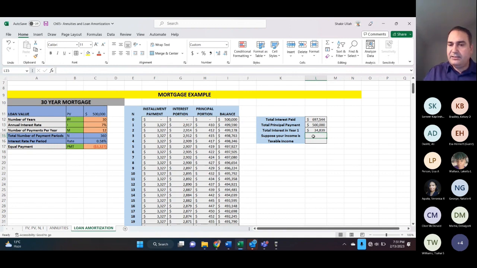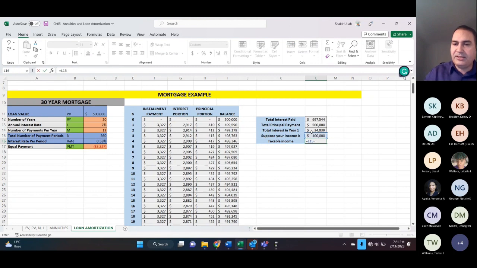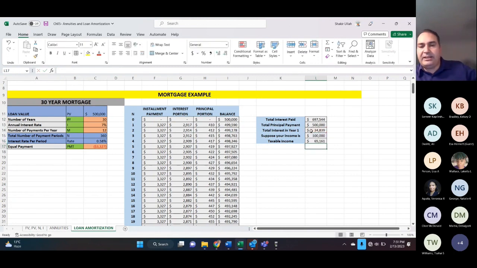And suppose your income is 100,000, right? Your job income or whatever is $100,000. Then your taxable income would be equal to $100,000 minus the interest that you paid on your mortgage. So your taxable income would be 65,000. That's why we calculate this interest amount, because we get that tax benefit on this payment.